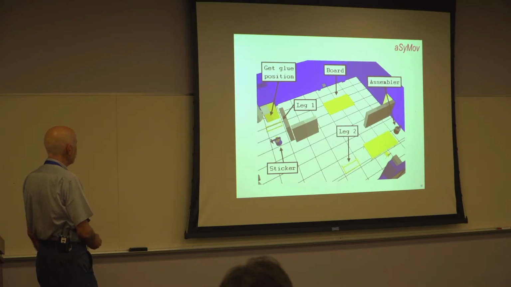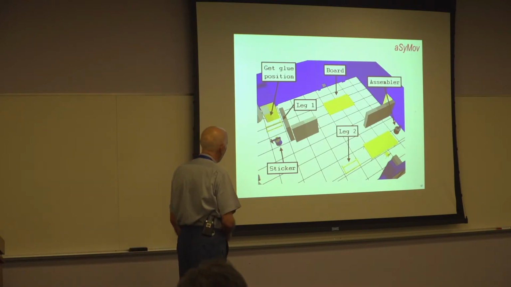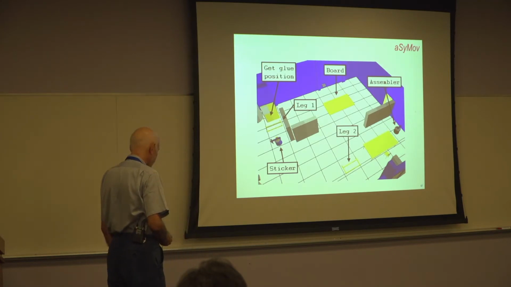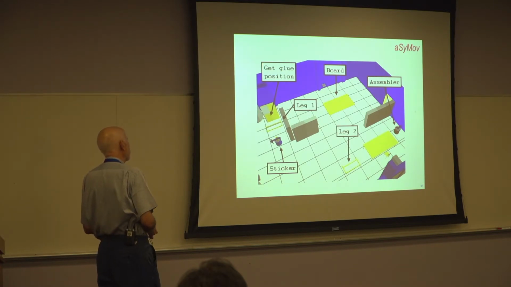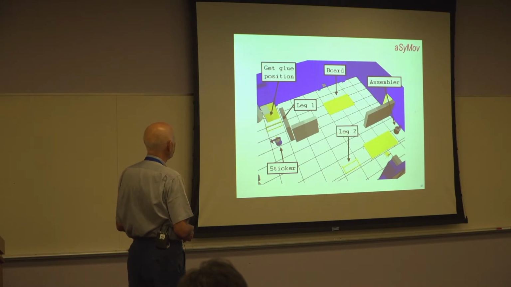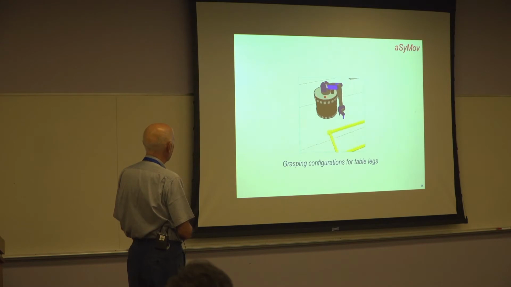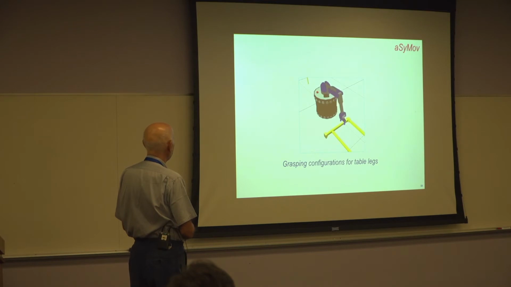Here is a more complex example. This is the IKEA assembly, where two robots have to assemble a table from the legs and so on, and the two robots have different capabilities, such as being able to glue things or to fit things in different ways. So there are legs, there is the assembler, there is the sticker, and so on. You have to consider several grasping positions. Again, this is what goes with the manipulation planning, for the legs, grasping configurations for the table legs.